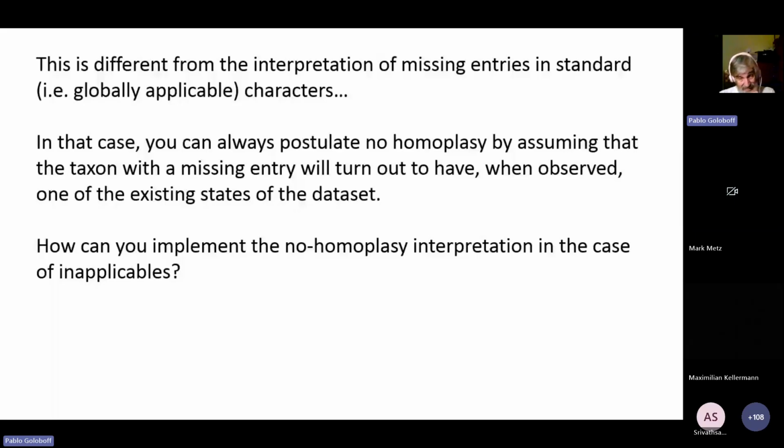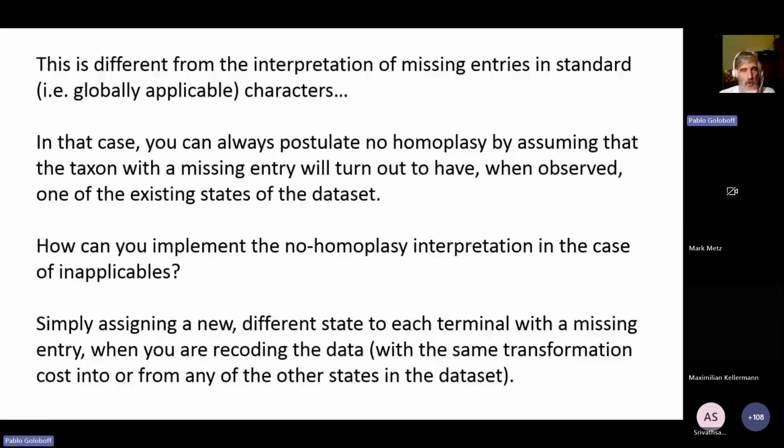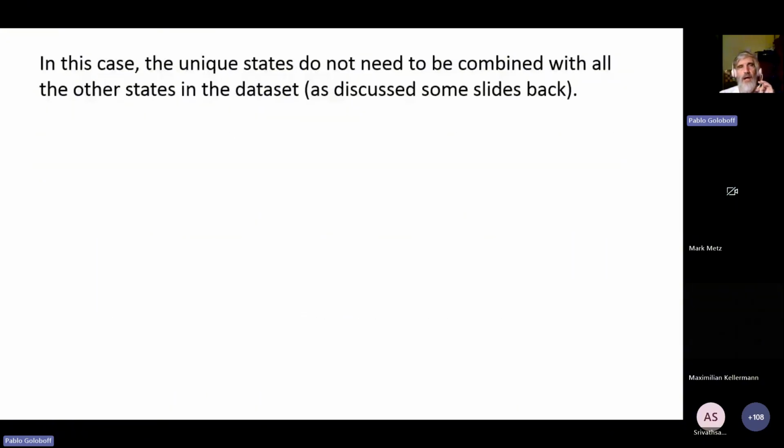Well, the way TNT does it internally is by assigning a new, different state to each terminal with a missing entry. And when you recode the data, you give it the same transformation cost from that new state into any other state or from any other state. That really does the trick. In this case, the unique states do not need to be combined with all the other states in the data set, as discussed some slides forward.